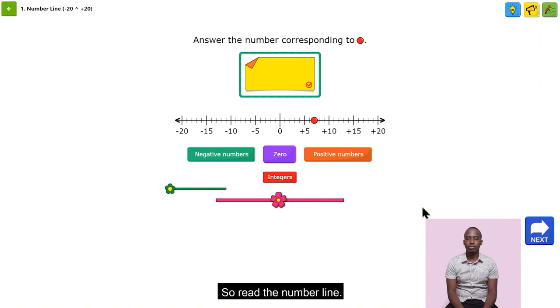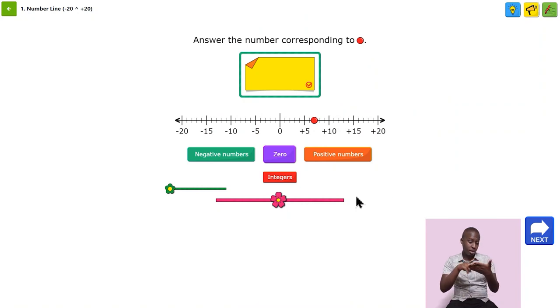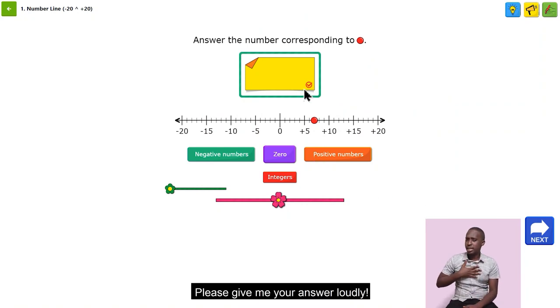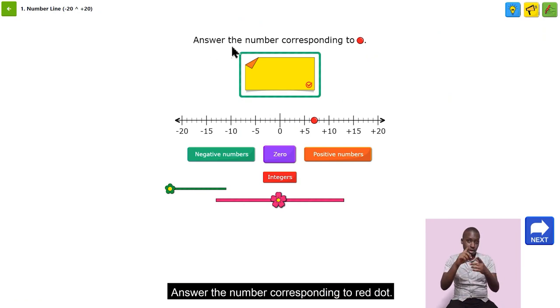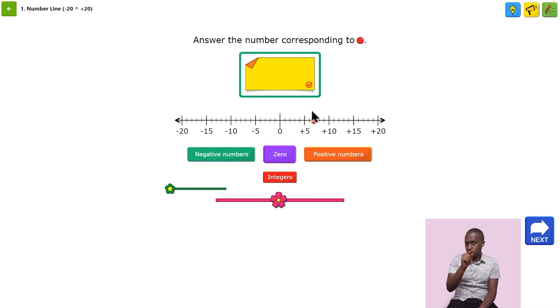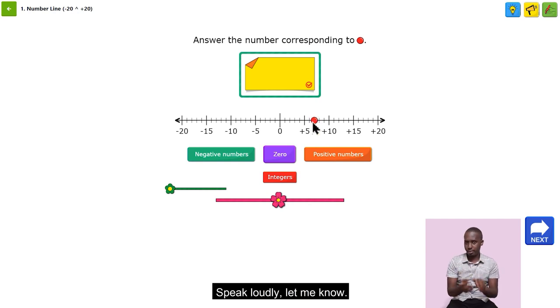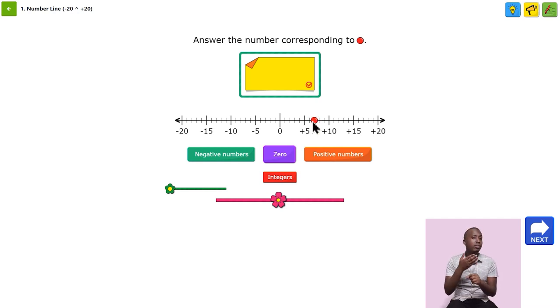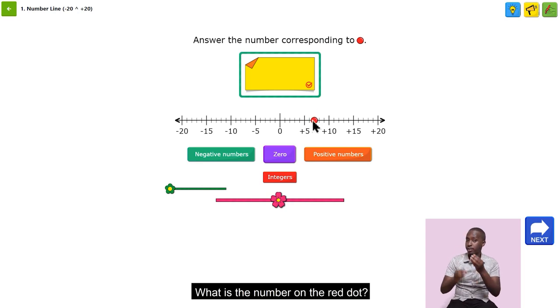So, read the number line. Please give me your answer loudly. Can you read the question here? Answer the number corresponding to red dot. What is the number on the red dot? Speak louder, let me know. What is the number on the red dot?